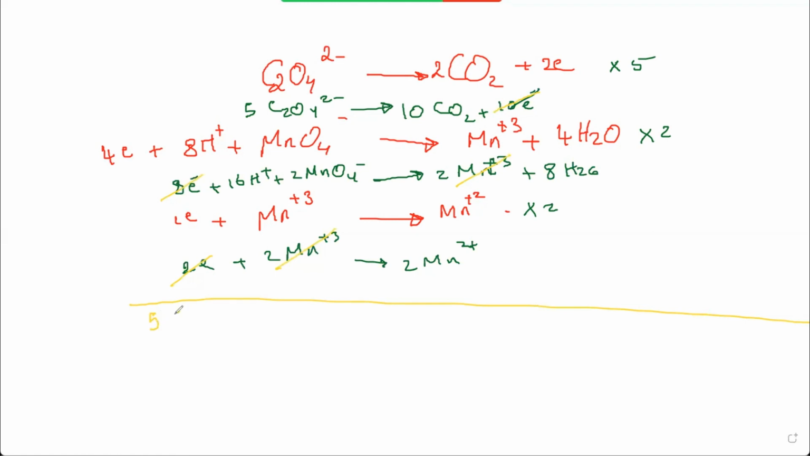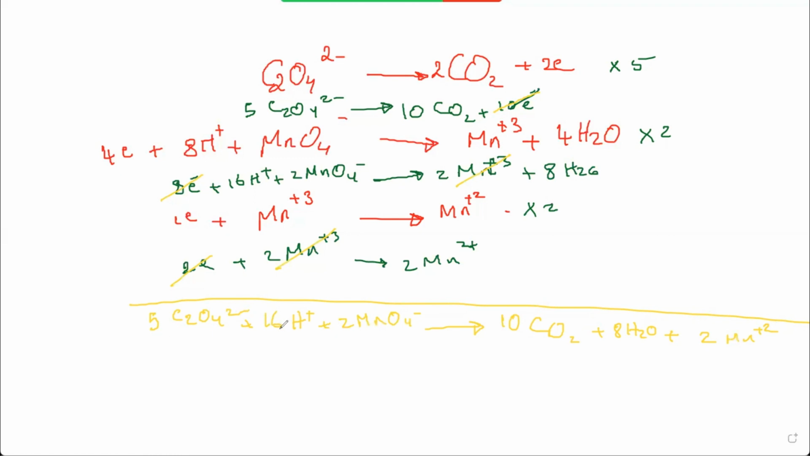So we're talking about 5 C2O4 2- plus 16 H+ plus 2 MnO4 minus, and this leads to 10 CO2 plus 8 H2O and 2 Mn plus 2.